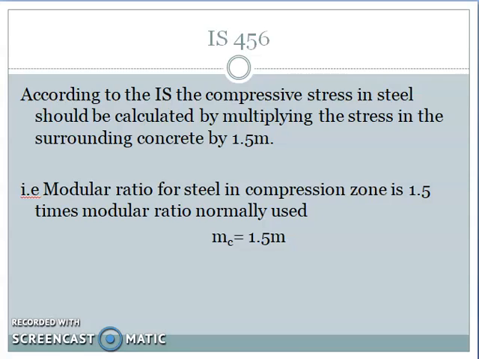Now, what does IS 456 say? According to the IS, the compressive stress in steel should be calculated by multiplying the stress in the surrounding concrete by 1.5 times M. That is, the modular ratio for steel in compression zone is 1.5 times the modular ratio that is normally used. So if in a singly reinforced section the modular ratio is M, just a value M, here it is denoted as MC and it is equal to 1.5 times M. So it is more. Okay. So the modular ratio that is considered is more.